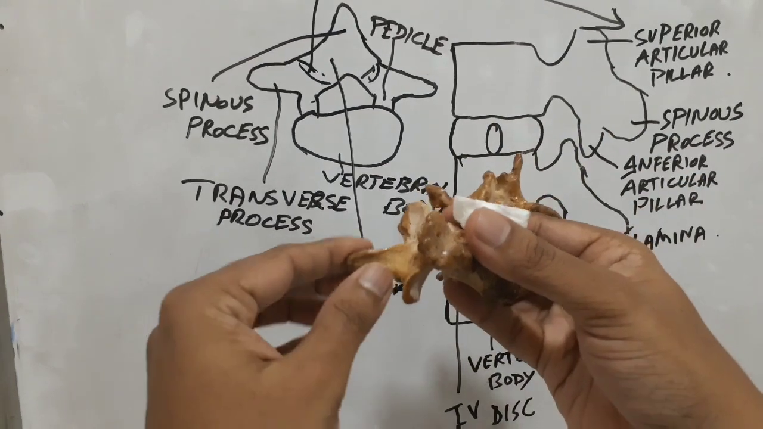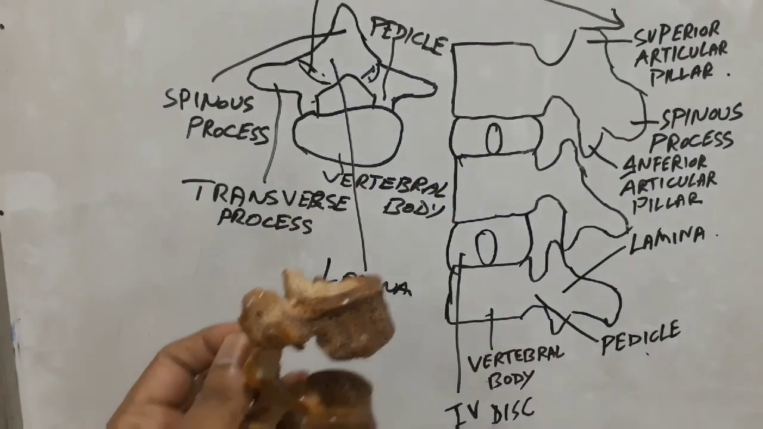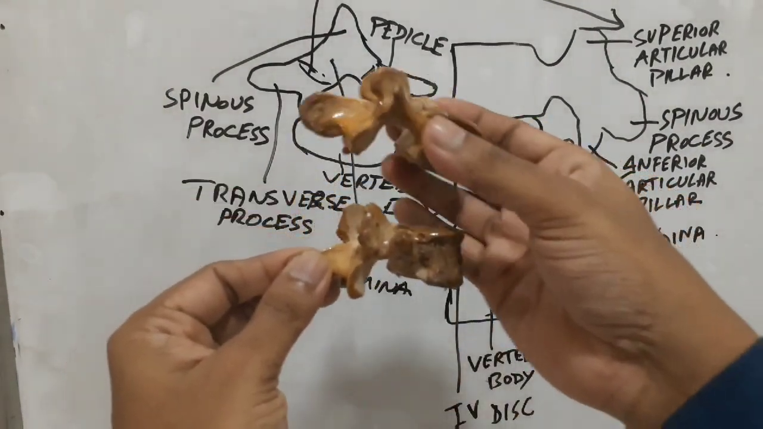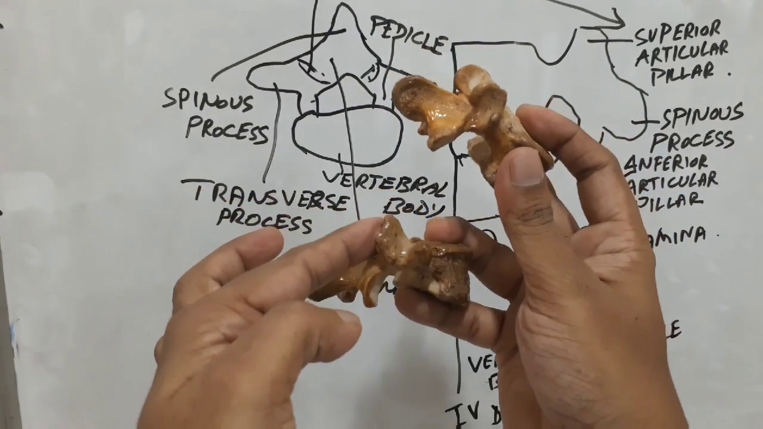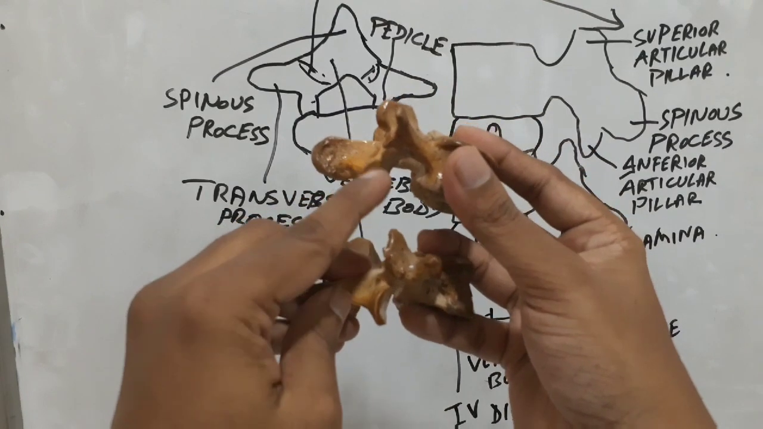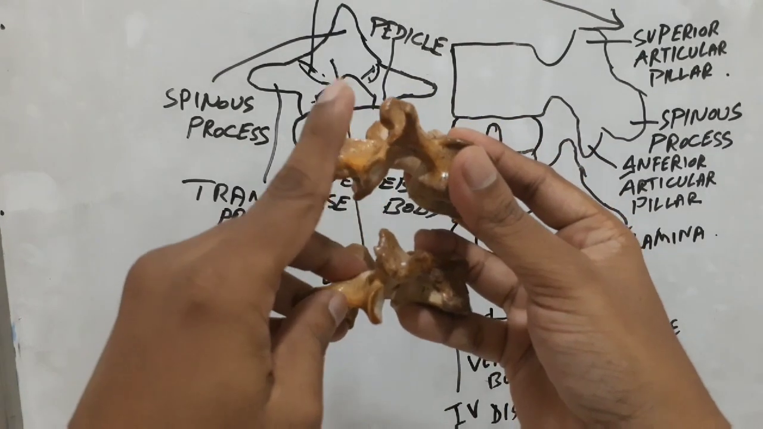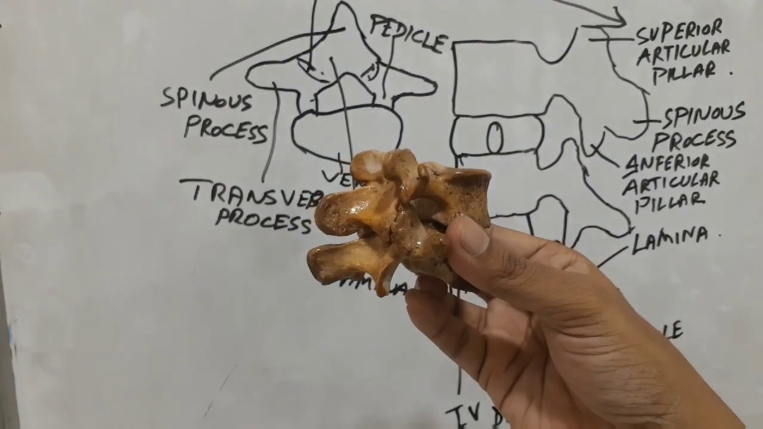So I'll say it again. This is a lower vertebra, this is an upper vertebra. I'll remove the disc. So the superior articular facet of the lower vertebra articulates with the inferior articular facet of the upper vertebra. So these are the articulations.